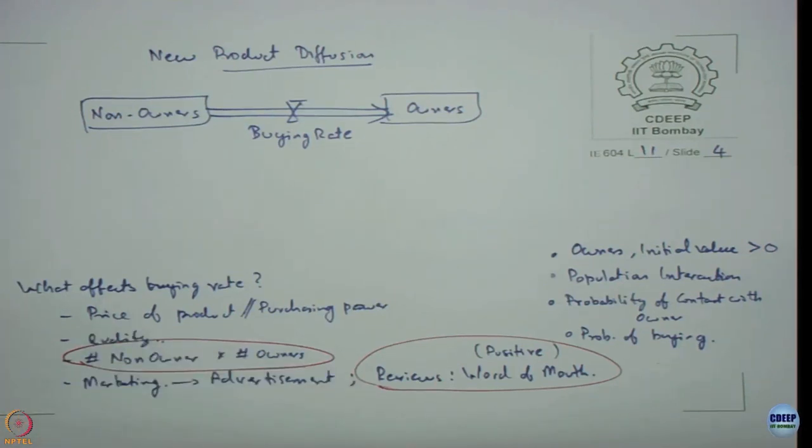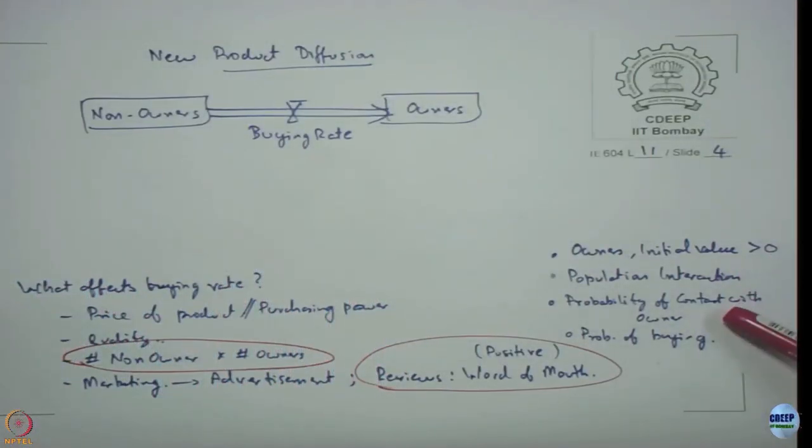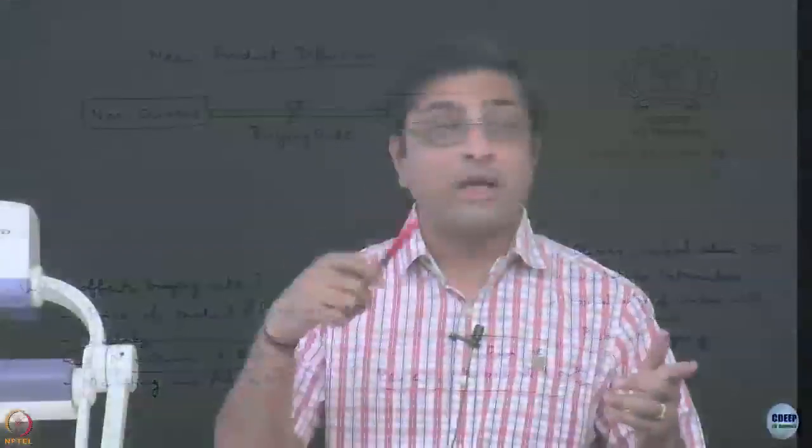So with these, let me try to define the buying rate. Now if you look at a systems view for an individual person, I am going to interact with some number of people, and what is the probability that I am going to meet a person who actually owns the product, and even if I meet them, what is my probability of buying it. So when you think logically, that gets affected by the population interaction multiplied by the probability of contact multiplied by the probability of buying. So that is for one person. Now if I have a lot of non-owners, then I have to do it for everyone, so I have to multiply by the total number of non-owners.